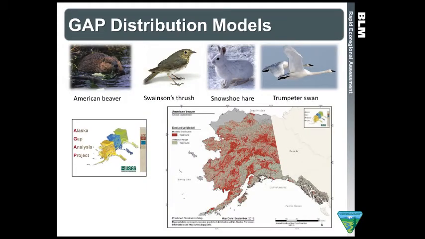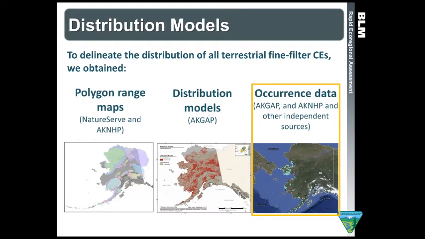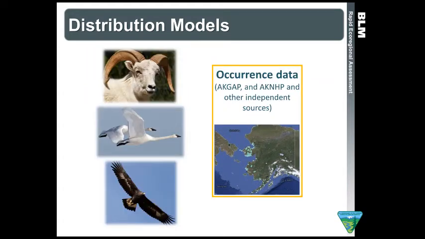All right, so those are the gap distribution models. So then the last one we have is the occurrence data, and these are those species that polygon range maps are just too broad in general. The distribution models didn't fit quite well for the CYR area. So this is where we get creative and try and come up with a better distribution model based on occurrence data. And so for these, I'm looking at developing new maps for the dull sheep, trumpeter swan, and golden eagle.